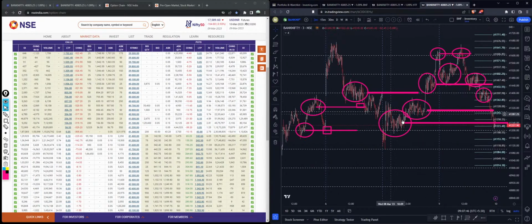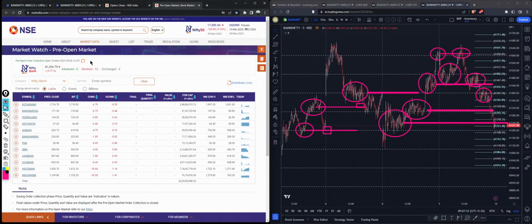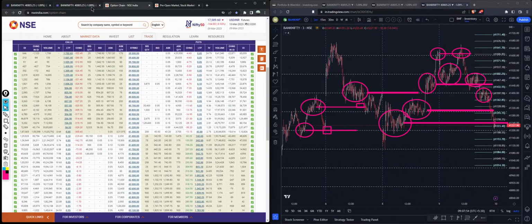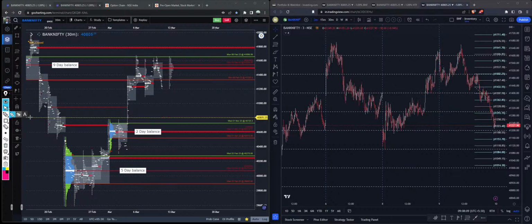So all the data points, even the pre-open data, is out. Let me see, the current time is 9:07. Okay, it's not updated on the NSE website, but it is updated on the other one, so we are opening with a massive gap down. Okay, now that's a good data point. Now things are interesting for me today.